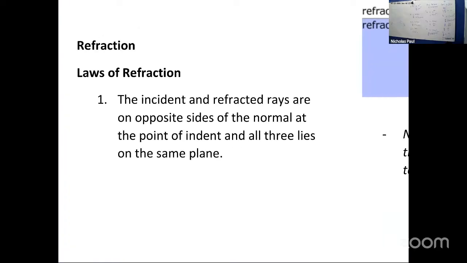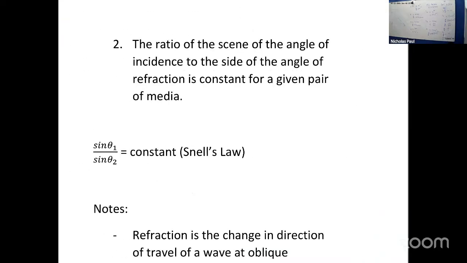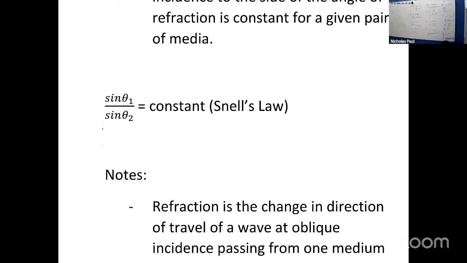Refraction, the first law: the incident ray, the refracted ray, and the normal all lie on the same plane. The second law is that the ratio of the sine of the angle of incidence to the sine of the angle of refraction is constant. So we have Snell's law: sine theta 1 over sine theta 2 is constant. And that constant is called the refractive index.